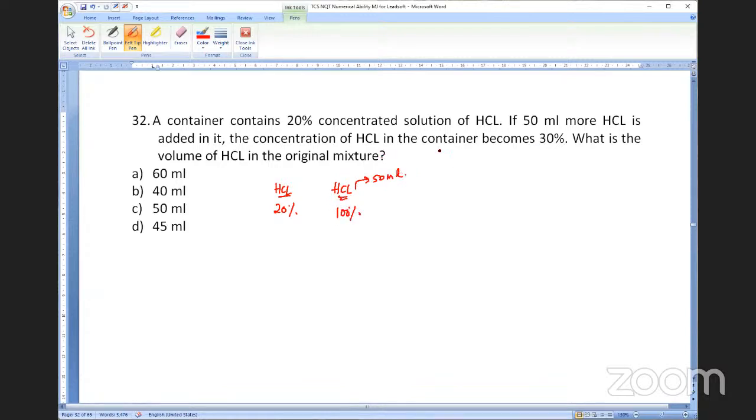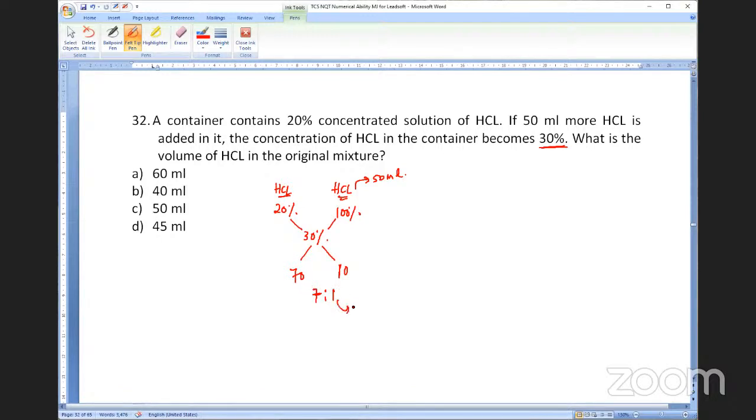Now in the container, HCl concentration has become 30%. So now we are left with 30% because of the mixing of these two. 20, 30 difference is 10, and 10, 30 difference is 70. So the ratio they are used in is 7:1.